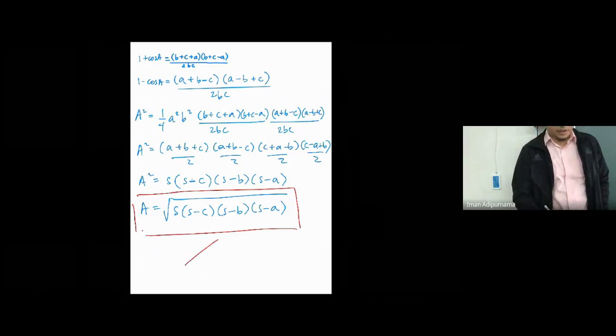So if you have any triangle, you don't know the exact angle, but you have the sides a, b, c, you can use this formula to find the area. Basically you just solve this all the way, and you get s as the perimeter divided by 2, which is a plus b plus c over 2.